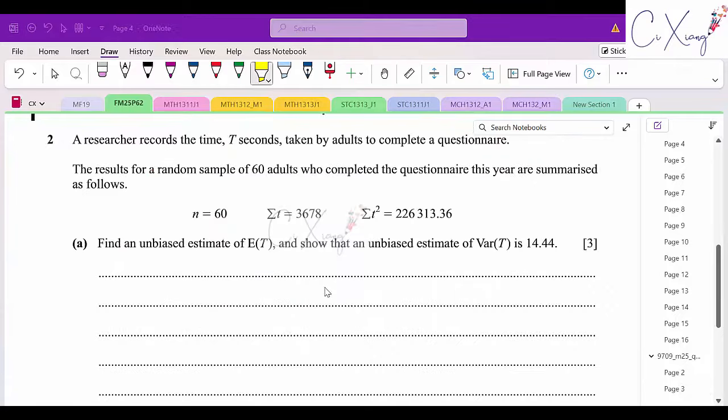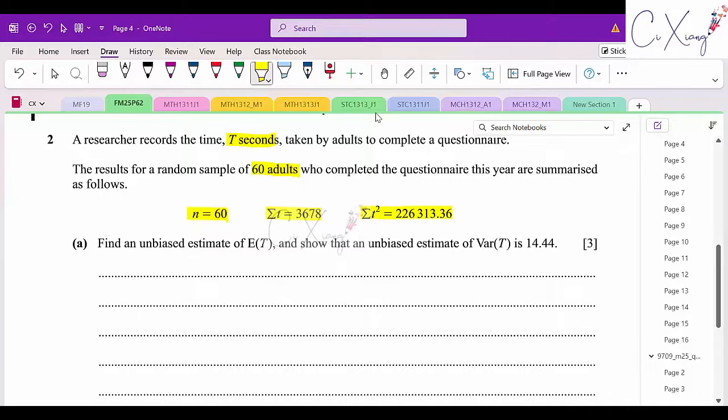Alright, so let's have a look at question number 2. We are given some time data. The researcher records the time in T seconds taken by an adult to complete the questionnaire. There are 60 adults who completed the questionnaire. These are summarized as follows. You have the sample size, which is 60. Then the total time taken is 3678 seconds. Then the summation of T squared, the time squared, will be this value.